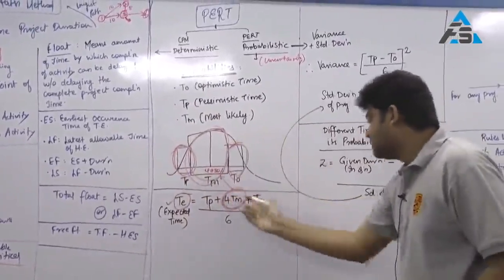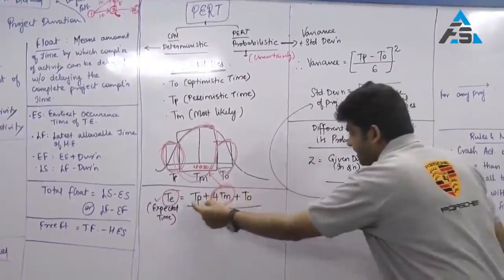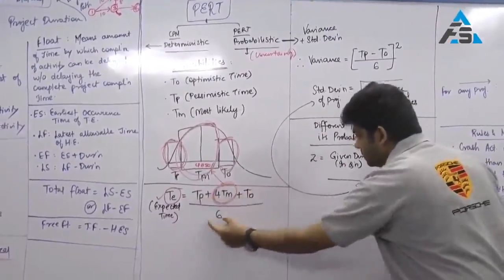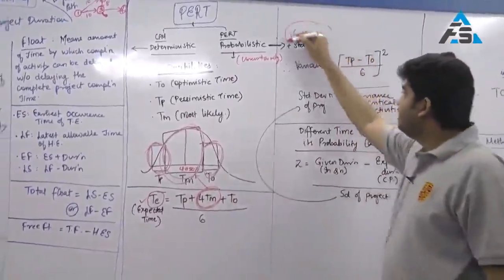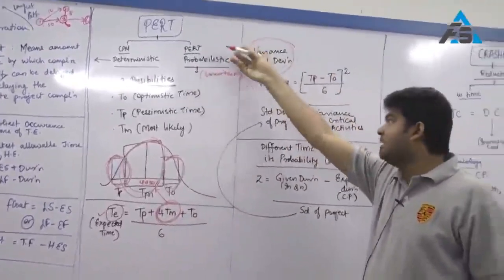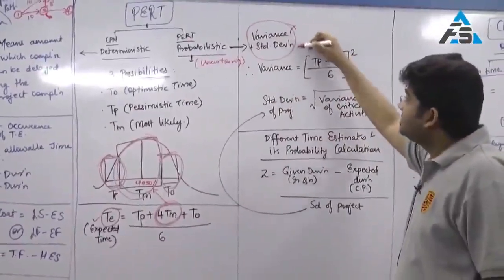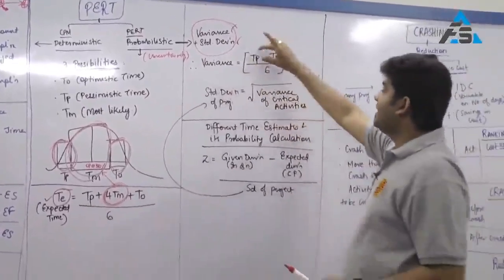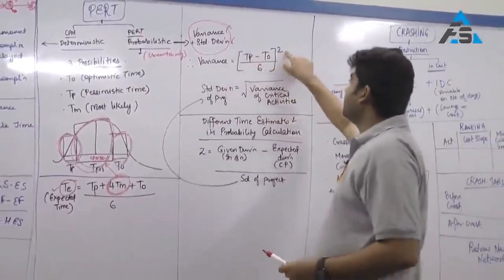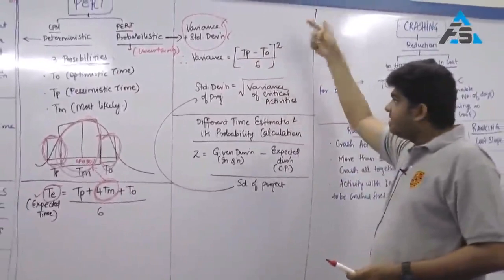So that is the reason this has a weight of 4, this has a weight of 1, this has a weight of 1, and therefore the total works out to 6. Now obviously, since probability is involved, there will be variance and standard deviation. So variance will be calculated as (TP minus TO) upon 6, the whole square, for all the activities.